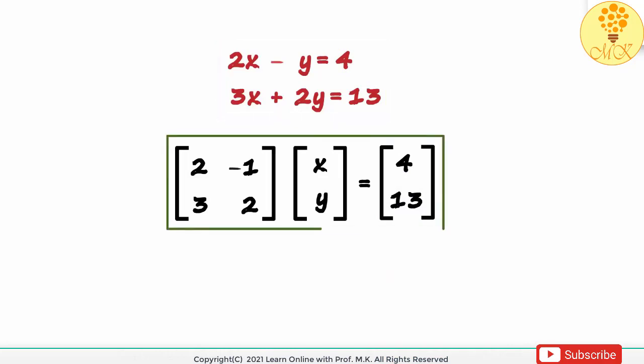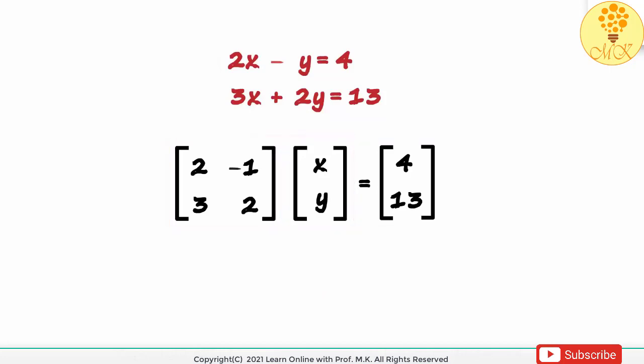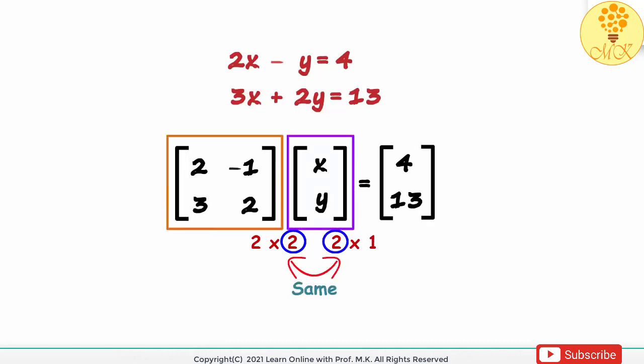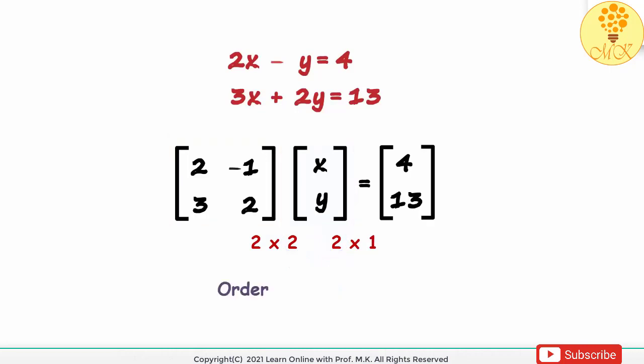Why do we say that this is the matrix form? We will know why when we multiply these two matrices. Do you remember multiplication of matrices? To know if two matrices can be multiplied, we need to check their order. The order of this matrix is 2 by 2 and that of this one is 2 by 1. 2 rows 2 columns and 2 rows 1 column. As the second and the third numbers are the same, these matrices are compatible for multiplication. The order of the resulting matrix will be the first number by the fourth number. It will be 2 by 1.